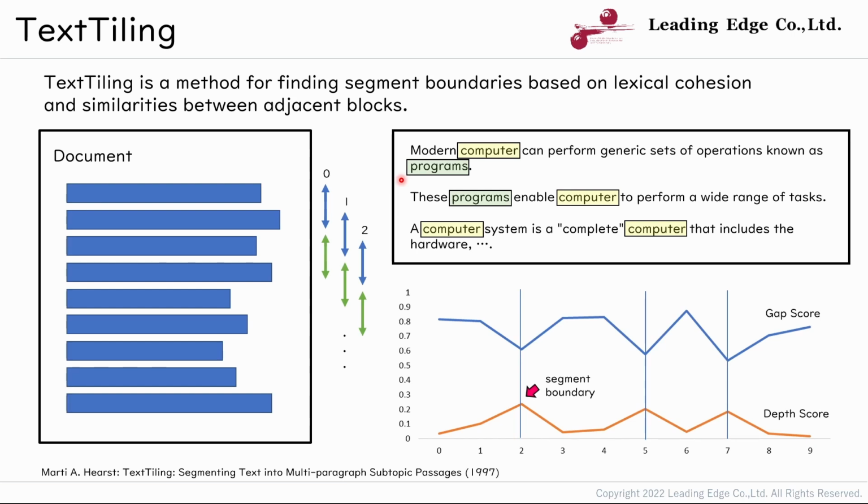The gap score is a cosine similarity between blocks. For example, one block is the blue arrow, and the other block is the green arrow. The cosine similarity is calculated based on the words in the sentences. This is the gap score. The gap score is high when the features between blocks are similar, and low when they are different. The value of the gap score is considered to be the turning point of the topic. However, since the degree of value depth is relative, the depth score, an indicator of value depth, is calculated to determine the segment boundaries. The segment boundary is considered to be the point where the depth score is high.